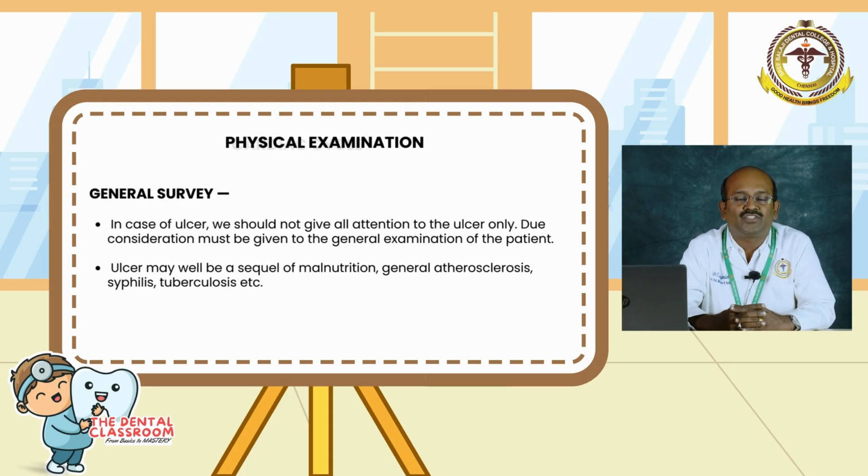So we have to move on next to the physical examination. In the physical examination of an ulcer, we should see the patient as a whole, not only the ulcer as a part. The ulcer may be a part of the examination, but the patient should be examined from head to toe. The patient can be anemic, and he can get an ulcer. A patient can have malnutrition, and malnutrition can cause an ulcer. The patient can have atherosclerosis, which can lead to an ulcer, or a patient can have syphilis, or even tuberculosis. Every systemic condition will tell you what is lying behind.